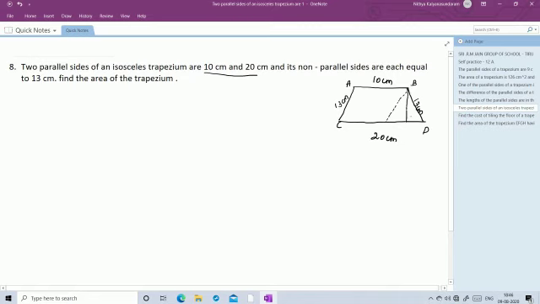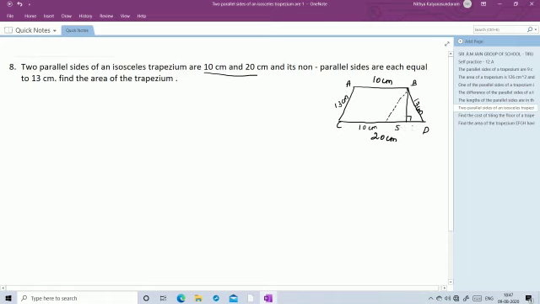So draw a line from the vertex to the opposite side. This is your altitude line. The whole distance is 20 centimeter, and here it is 10 centimeter, so this portion is also 10 centimeter. 20 minus 10, the remaining is 10. So this triangle is equally divided, since the altitude divides it exactly. So here it is 5 centimeter.